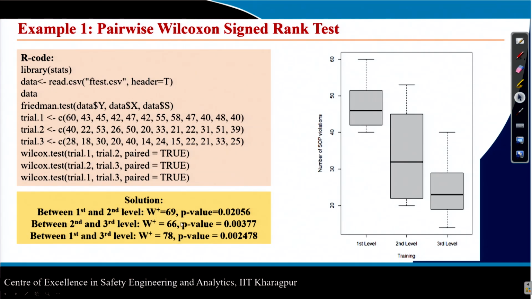Obviously, the median is different here, because for all the pairs the p value is very low. From the box plot on the right hand side, for the 3 different training levels, first is classroom, then hands on, then the targeted training. Obviously what you find is that yes, there is a difference, because violations are reducing: first level, then second level and third level, something like this.